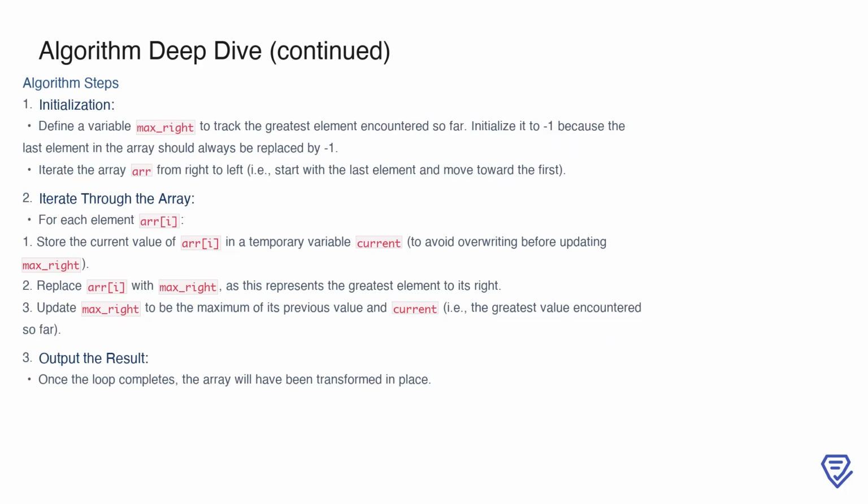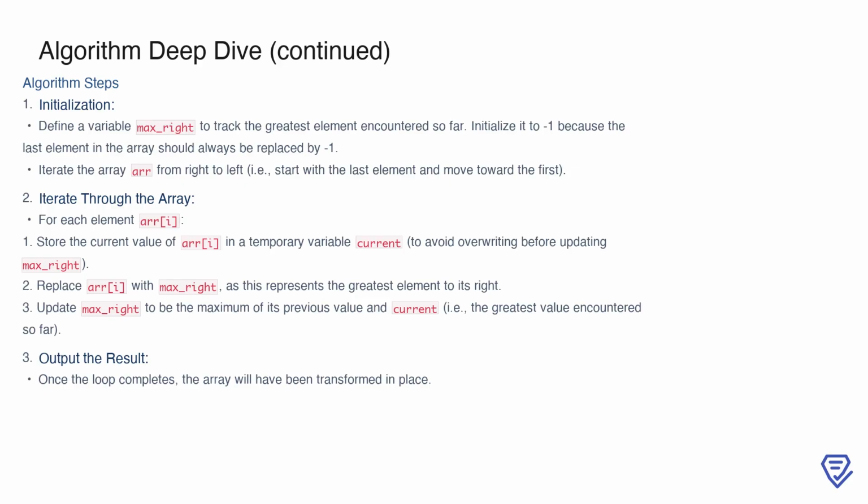To implement the optimized solution, we start by initializing a variable max_right to -1, as this represents the greatest value to the right of the last element, which is always replaced by -1. We then traverse the array from right to left, beginning with the last element and moving toward the first. For each element, we store its current value in a temporary variable called current. This ensures we don't lose the original value before updating it.